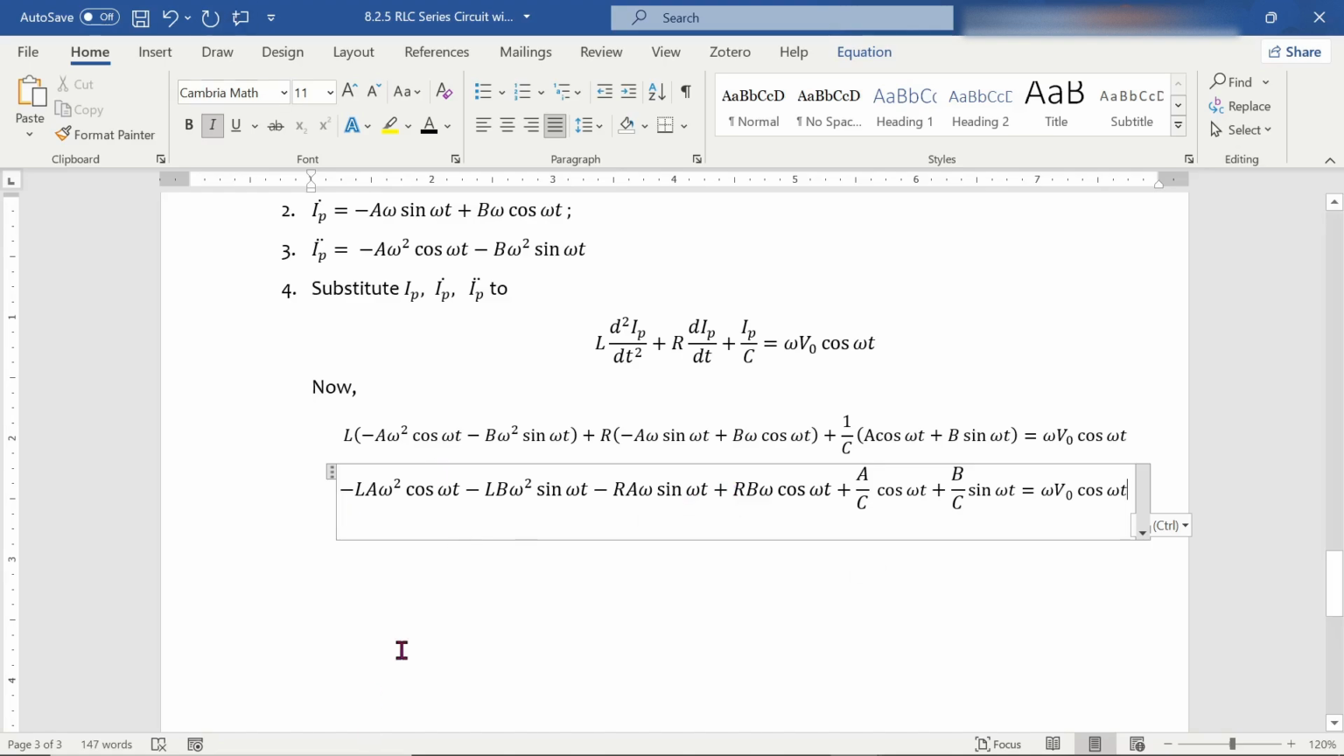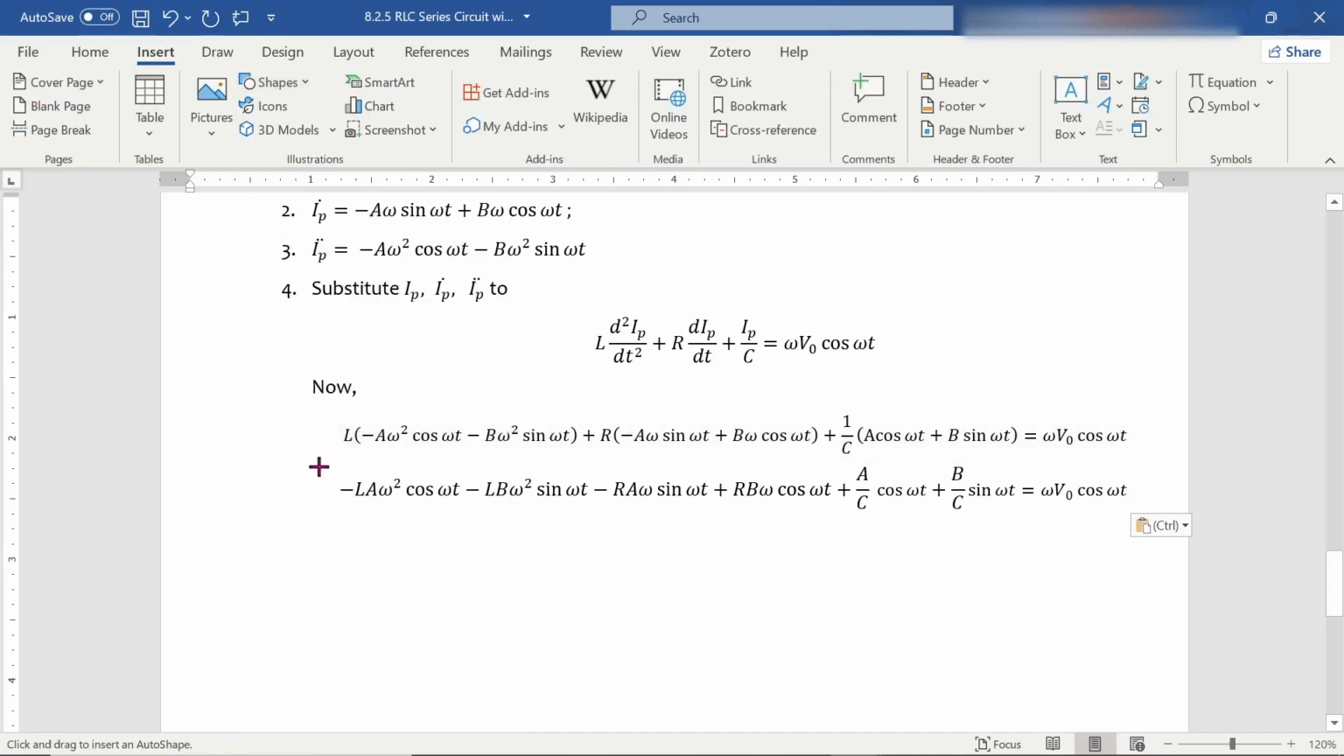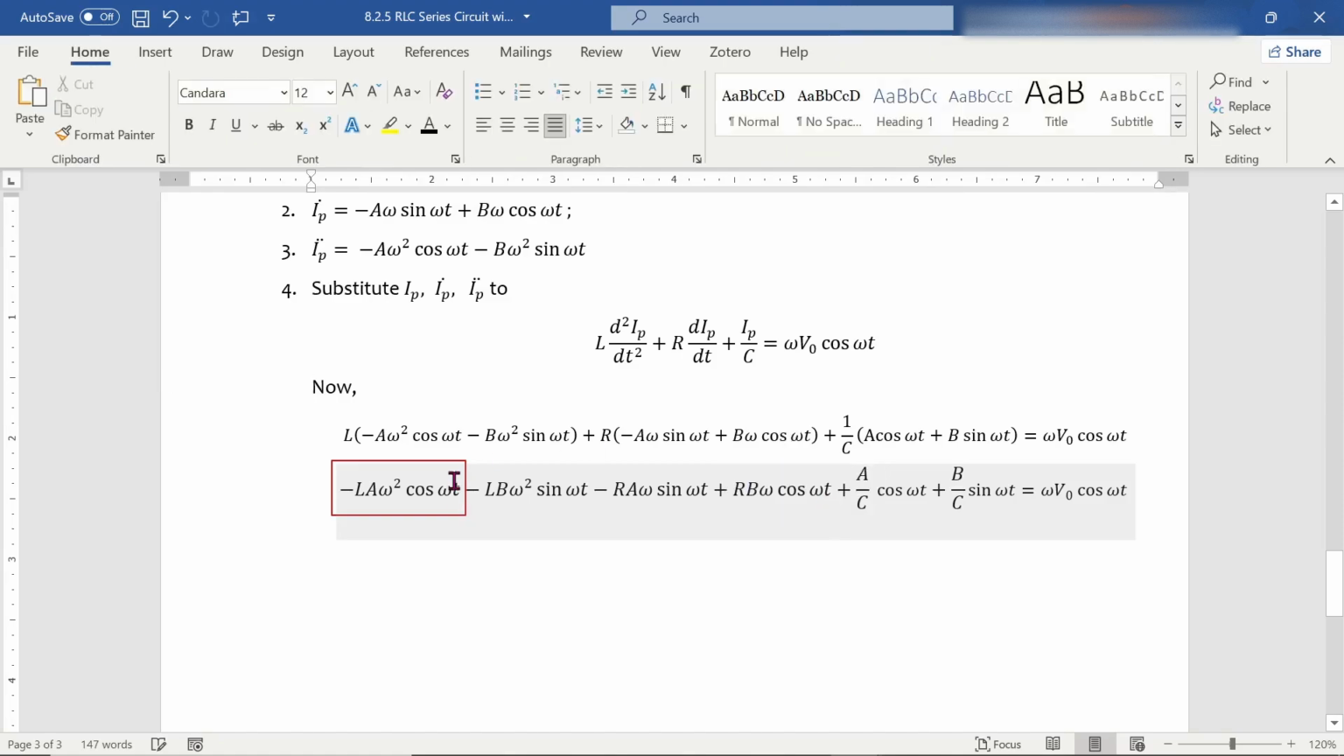Now we can group this, as I've said, into cosines and sines. So it's better if we put into a box those that contain cosine. We have this one, and then what else? We have this one. I will just copy this for uniformity. We put it here containing cosine. We have the A over C as well, which contains cosine, right? So we have this one.